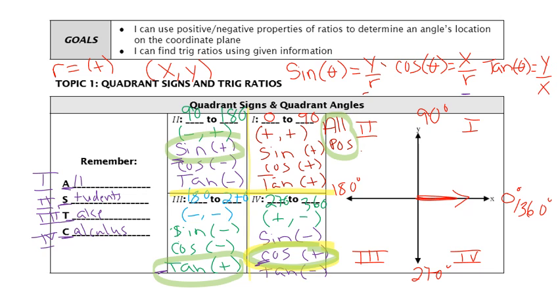Another acronym you can use, because some students don't like that one because not all kids actually take calculus, is all Slurpees taste cold, and it's the same thing. So all are positive in quadrant 1, sine is positive in quadrant 2, tangent's the only one that's positive in quadrant 3, and cosine's the only one that's positive in quadrant 4. So any of these will work to help you remember the different signs.